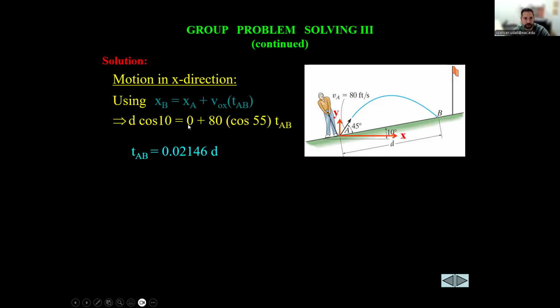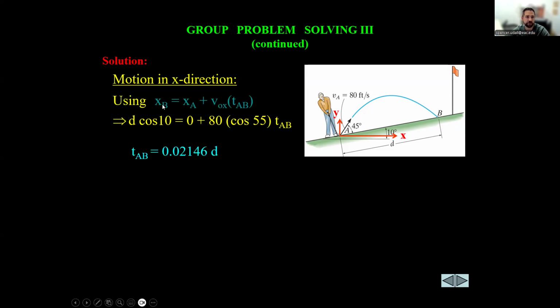So there's our initial at a is 0. And our initial launch angle, we need to add this 10 and this 45 to get 55. We've got 80 cosine 55 times the time, and they said time AB. That's the time for it to get from there to there. So we've got two unknowns there. We need another equation that has those same two unknowns.